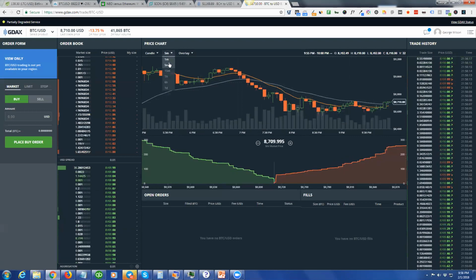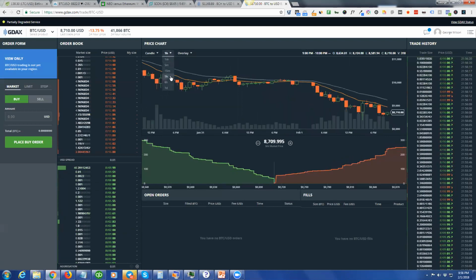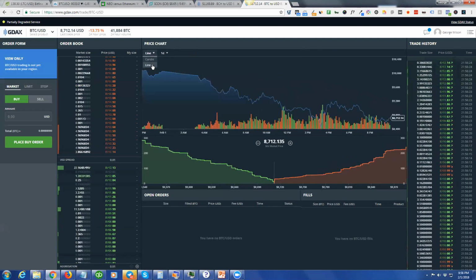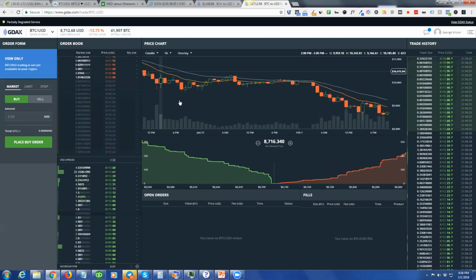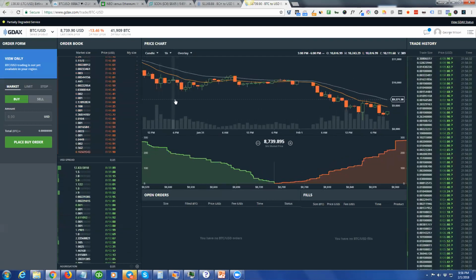Up top here, you've got your 5-minute, 15-minute, 1 hour. You can change your candlestick or line. This is what a line looks like. Everybody uses candlesticks. I guess there's still some people that use lines. You've got your volume down here. So you can use this chart. And again, it's a really simple interface.